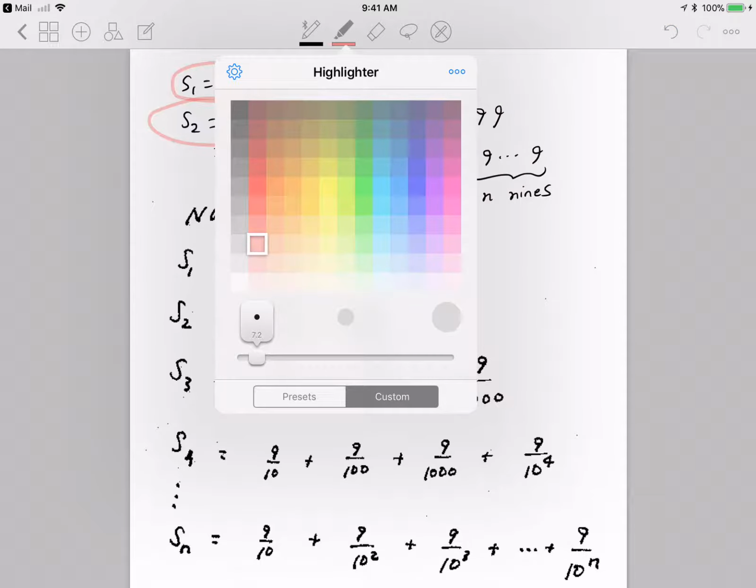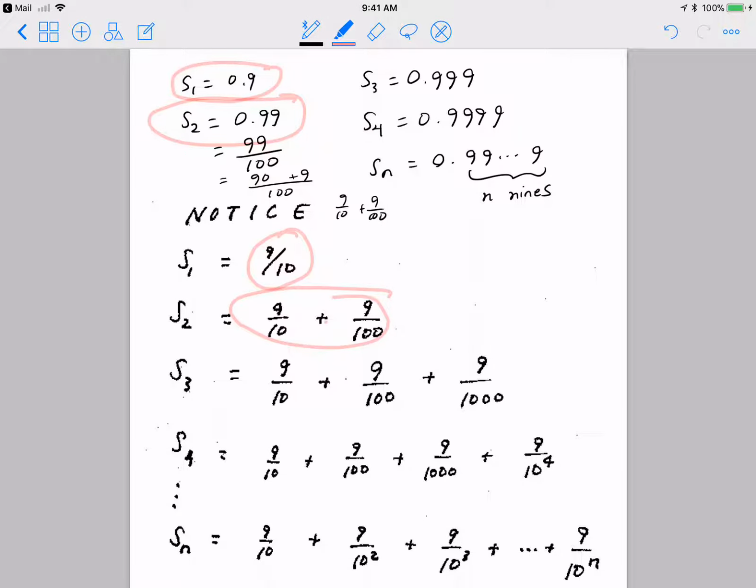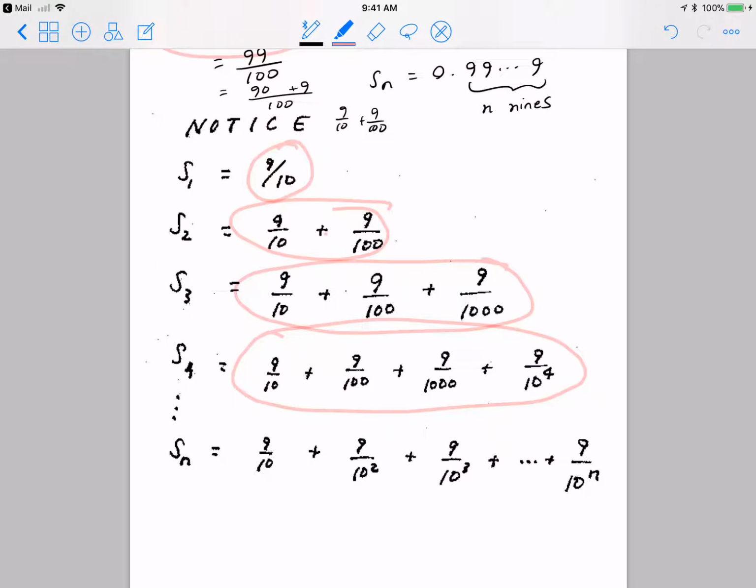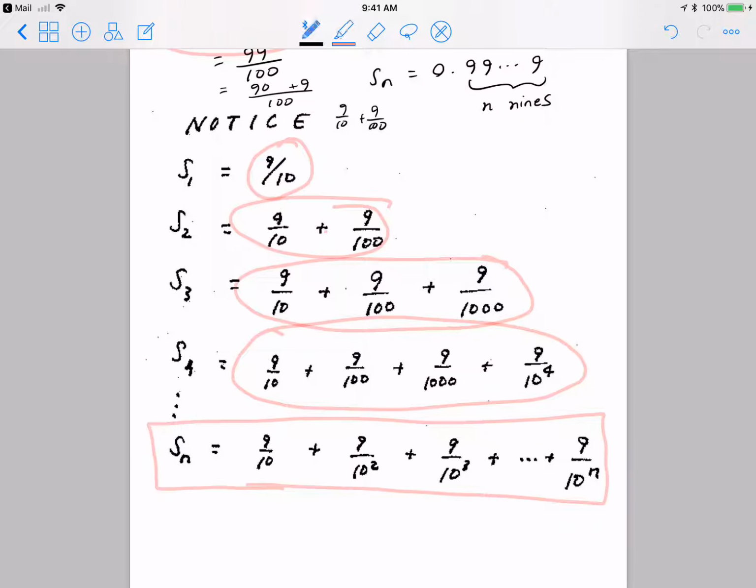So S2, we can break down. S3, we can break that down. And we can get a pattern. Now Sn, we can write as 9 over 10 plus 9 over 100 and so on, right? Now, why is this important? Because now watch this. Sn is the sum of, what's the pattern? 9 over 10 to the k. k starts at 1 and stops at n. So this is Sn. We can use sigma notation to denote the nth term, right?